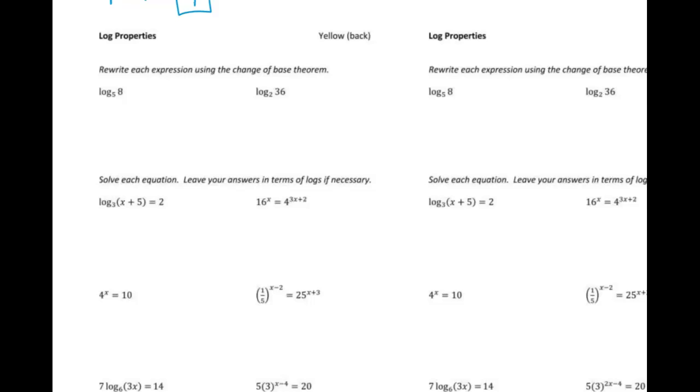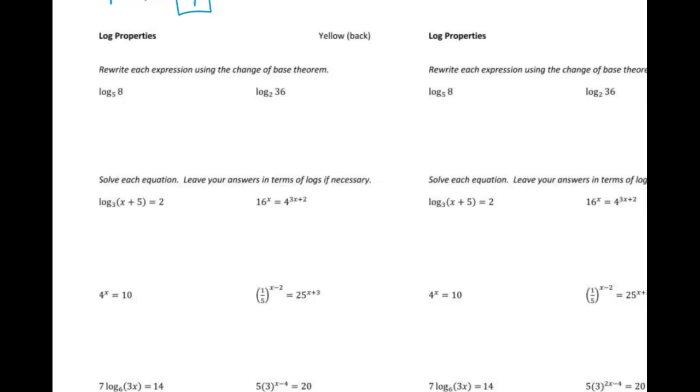Okay, so the Chapter 9 Rainbow Review continued. Alright, so rewrite each expression using the change of base theorem. So change of base theorem is basically you just use log 10 because it's the simplest one and you have a button on your calculator.